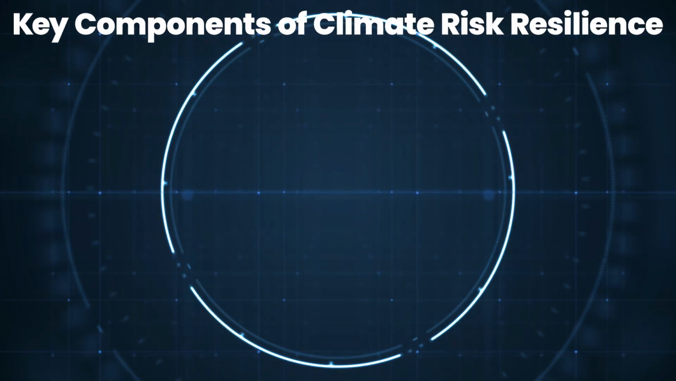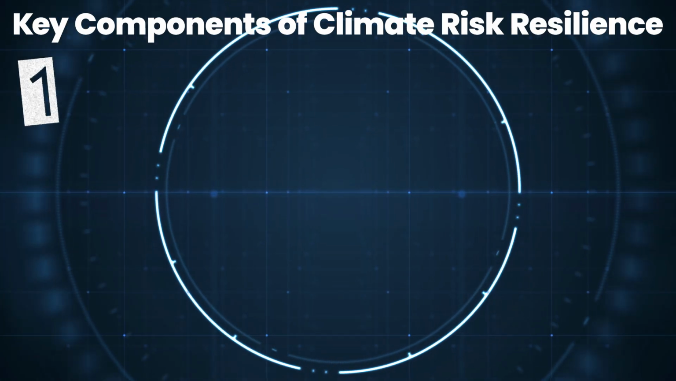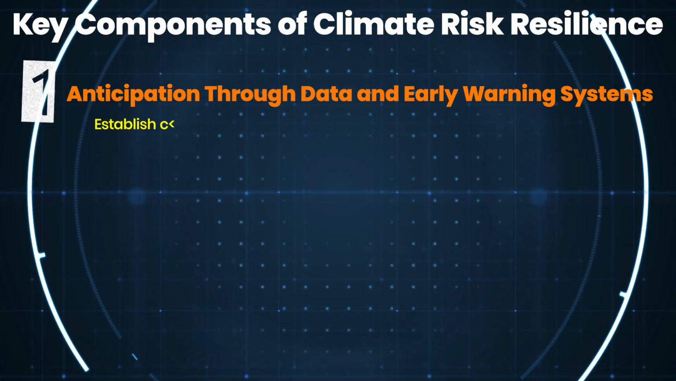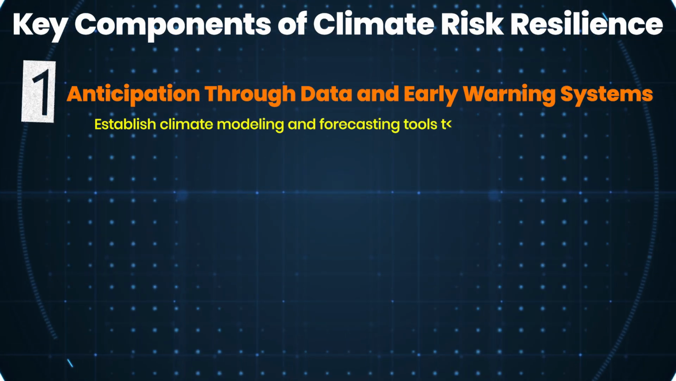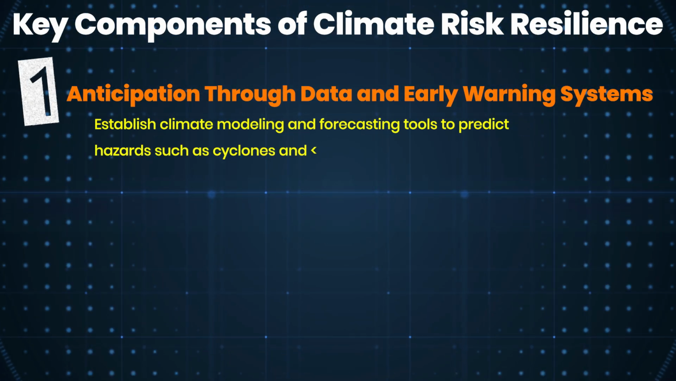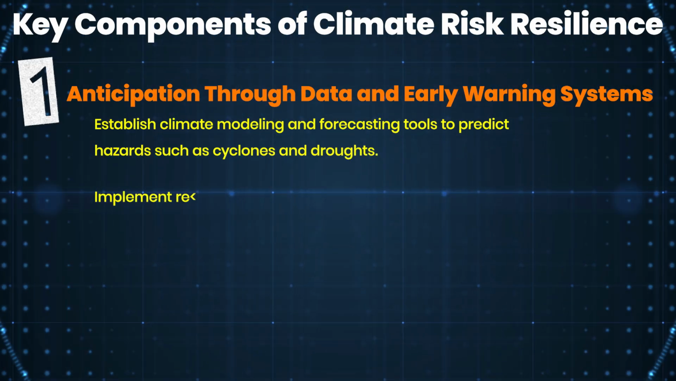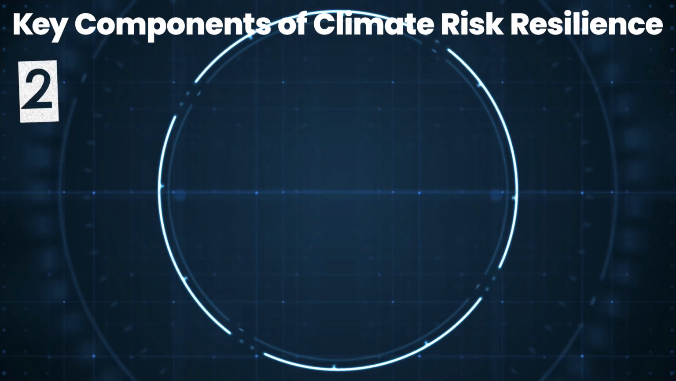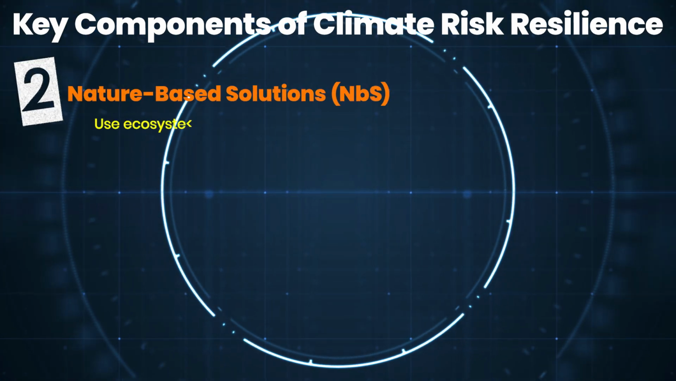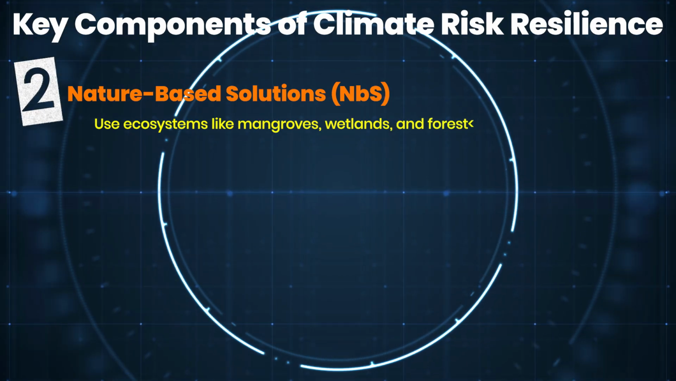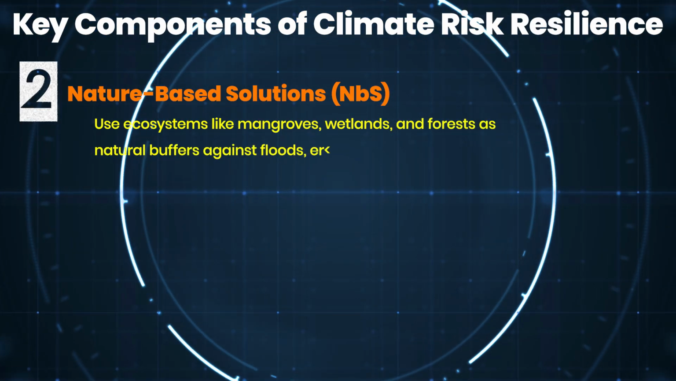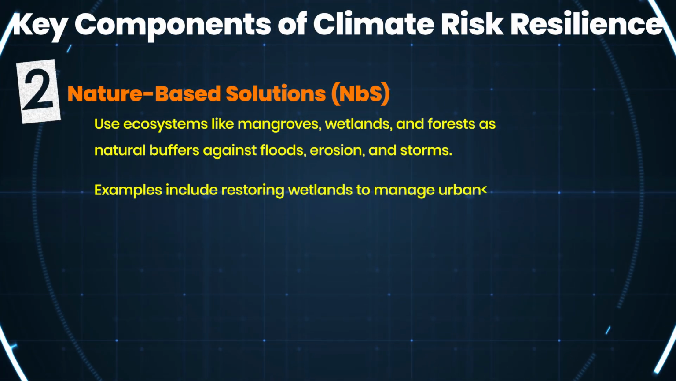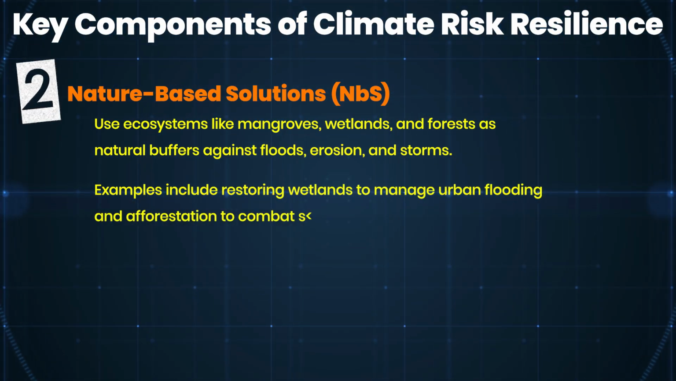What are the key components of climate risk resilience? Number 1 is anticipating risk through data and early warning systems. Under this, establish climate modeling and forecast tools to predict hazards such as cyclones and droughts. Implement real-time warning systems to inform communities and authorities. Number 2, nature-based solutions use ecosystems like mangroves, wetlands and forests as natural barriers against floods, erosion and storms. For example, restoring wetlands to manage urban flooding and afforestation to combat soil erosion.